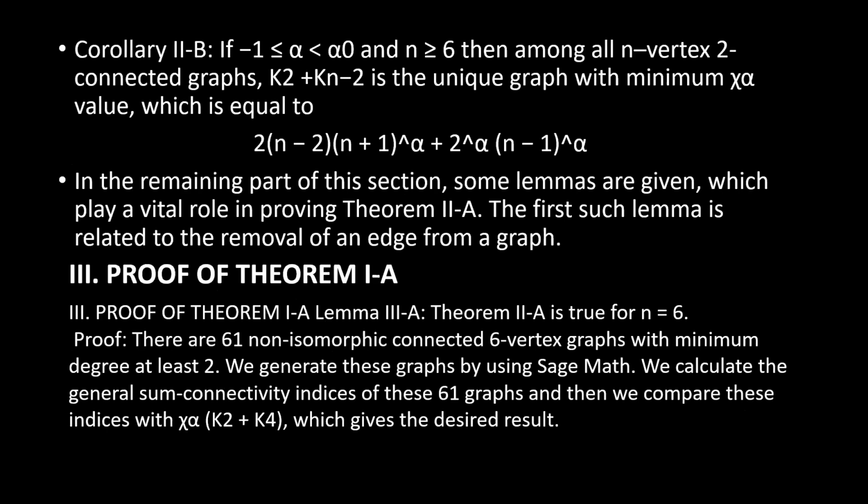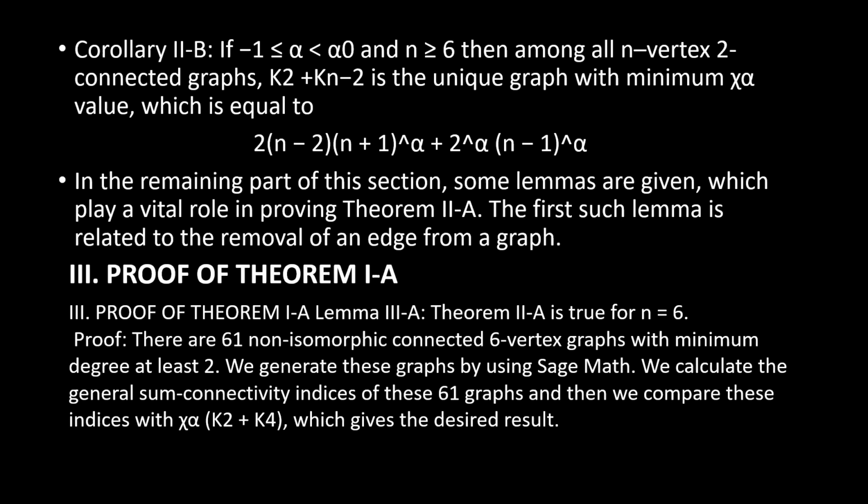Corollary 2b: if −1 ≤ alpha < alpha naught and n ≥ 6, then among all n-vertex 2-connected graphs, K2 + K(n−2) is the unique graph with minimum x_alpha value, which is equal to 2(n−2)(n+1)^alpha + 2^alpha (n−1)^alpha. In the remaining part of this section, some lemmas are given, which play a vital role in proving Theorem 2a. The first such lemma is related to the removal of an edge from a graph.